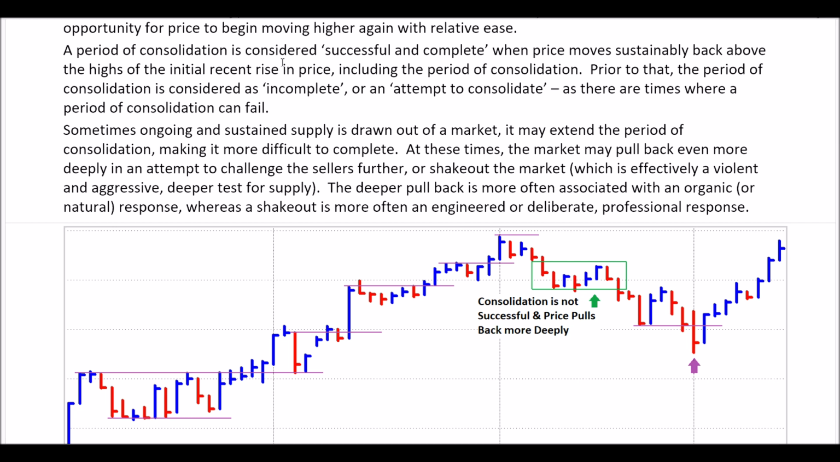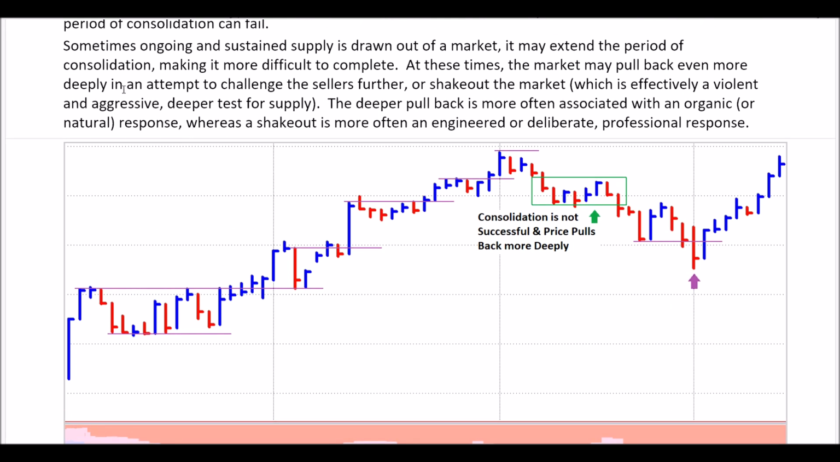A period of consolidation is considered successful and complete when price moves sustainably back above the highs of the initial recent rise in price, including the period of consolidation. Prior to that, the period of consolidation is considered as incomplete or as an attempt to consolidate, as there are times when a period of consolidation can fail. Sometimes ongoing and sustained supply is drawn out of a market. It may extend the period of consolidation, making it more difficult to complete.